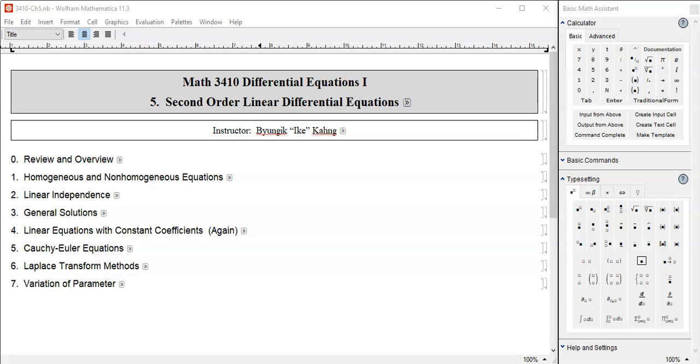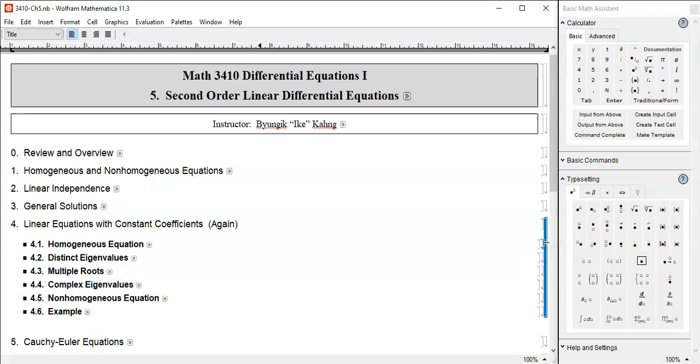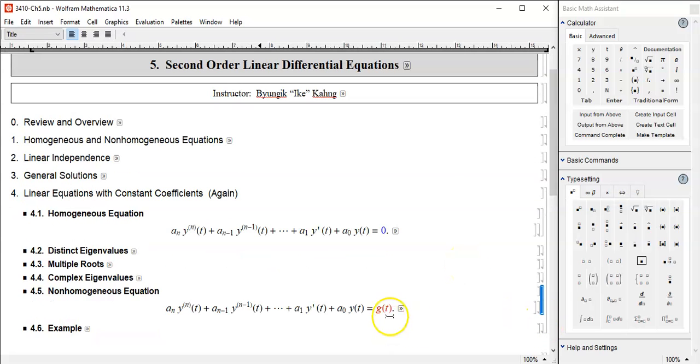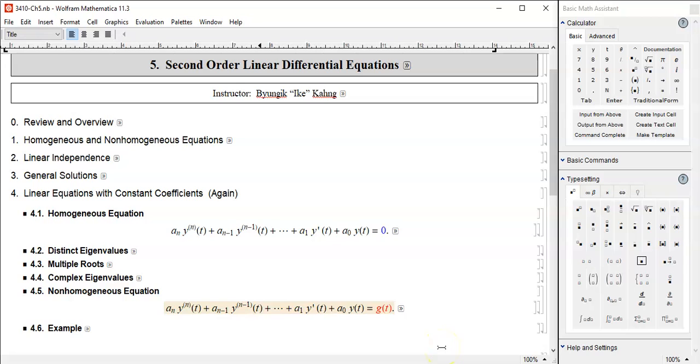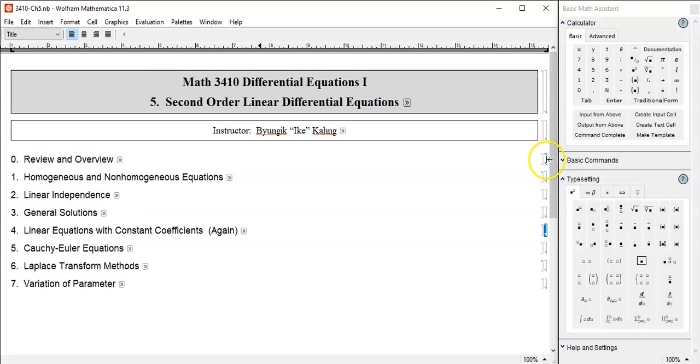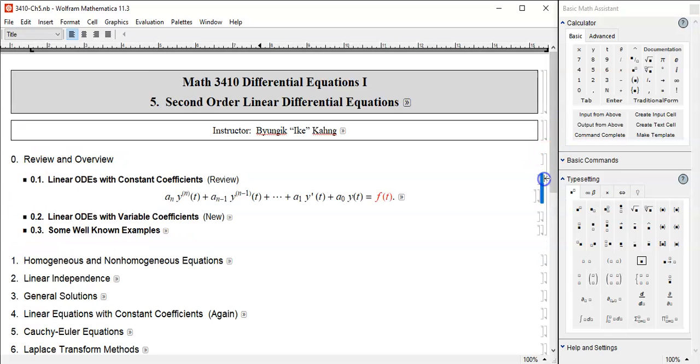Hello again. Let's go to section 4, linear equations with constant coefficients. Again, basically we are looking for the solutions of this kind of equation, homogeneous case, and that kind of equation, non-homogeneous case. Wait a minute, haven't we done this before? Yes, we have, many times since chapter 2. Things like this. How did he do it then?